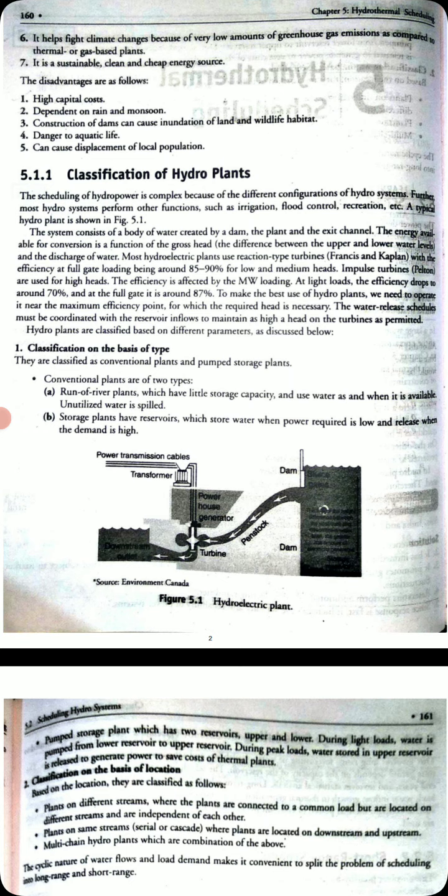So most hydraulic plants use reaction type turbines, Francis turbines and Kaplan turbines. You have studied these things. The efficiency at full gate loading is around 85 to 90% for low and medium heads. Impulse turbines are used for high heads. The efficiency is affected by the megawatt loading. At light loads, the efficiency drops to around 70%. At full gate, it is around 87%.